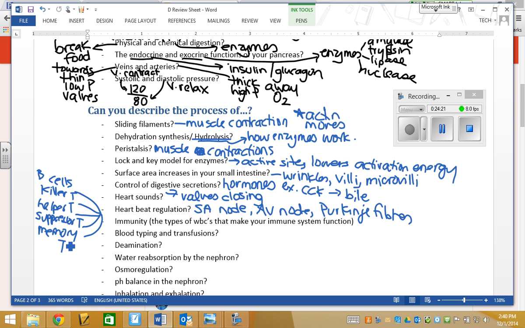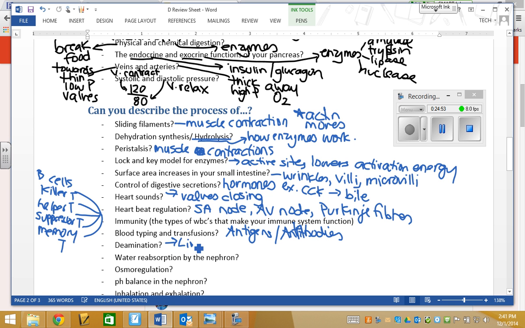So you have those 5 types of white blood cells. For blood typing and transfusions, remember the difference between antigens and antibodies. You were interested in what antigens the donor has, so what proteins on their red blood cells they have, and what antibodies the recipient has in their plasma.